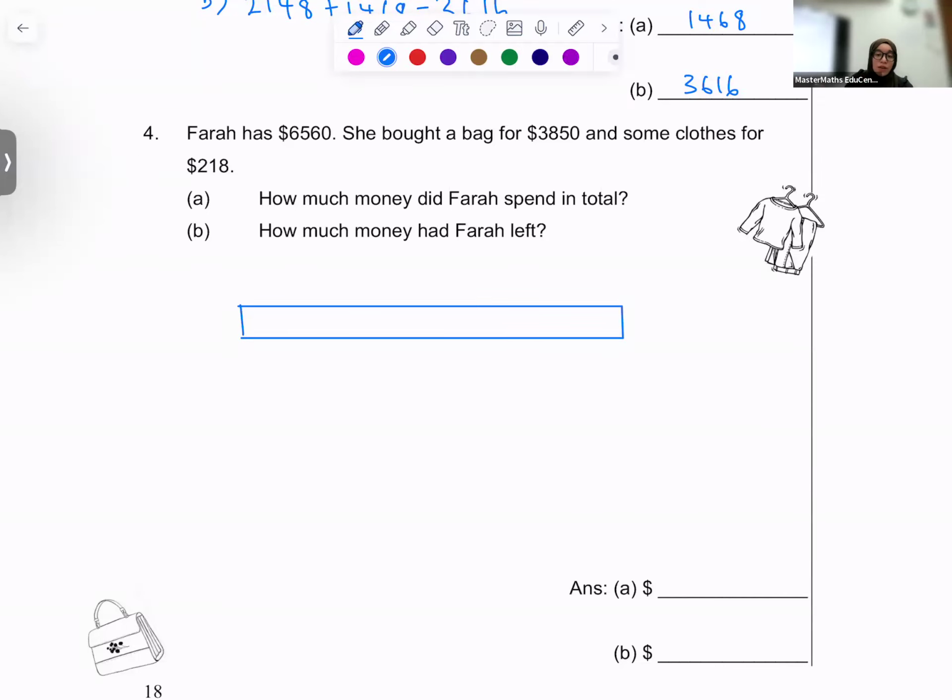Okay, so we know that there is no comparison phrase in this question. We draw a part-whole model. All right, the whole thing represents what? It represents how much money Farah has at first. How much money does she have at first? $6,560. Very good, Syrian. Okay, so you can draw an arrow from one end all the way to the other end. This whole thing is $6,560. Okay?